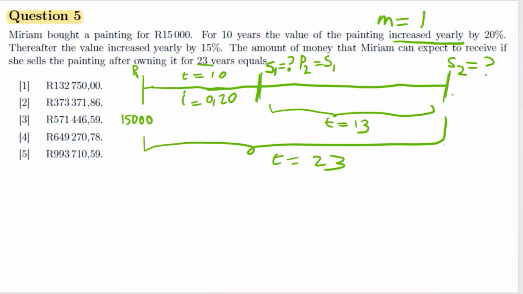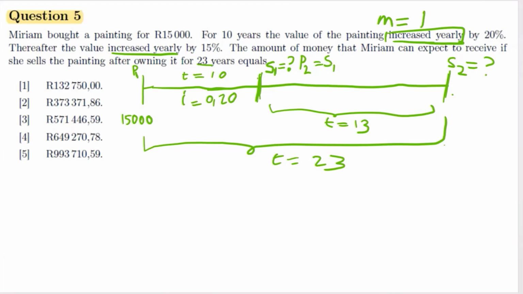But once you've got a timeline, your answer is justifiable, because you can see that at S1 I've got something, and then I'm proceeding again. So yes, it is compound interest, and it's compounding annually. Where do you see that? You are told that this thing is increased yearly, that it is compounding yearly. So this is compound interest.